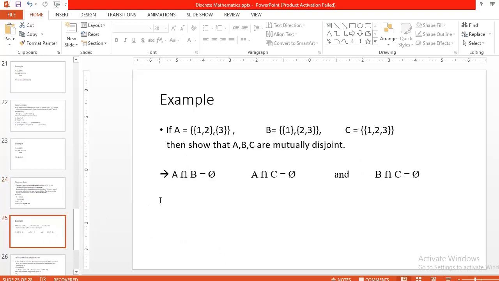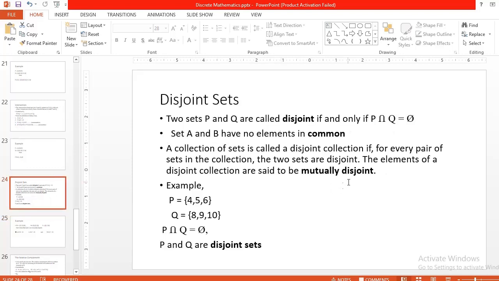Next, see one example of disjoint sets. A contains the elements 1, 2, 3. B also contains two elements. C contains only one element. Then in this example we have to show that sets A, B, C are mutually disjoint. So what is the definition of mutually disjoint? The elements of a disjoint collection are called mutually disjoint. So what is a disjoint collection? A collection of sets is called a disjoint collection if for every pair of sets in the collection, the two sets are disjoint.